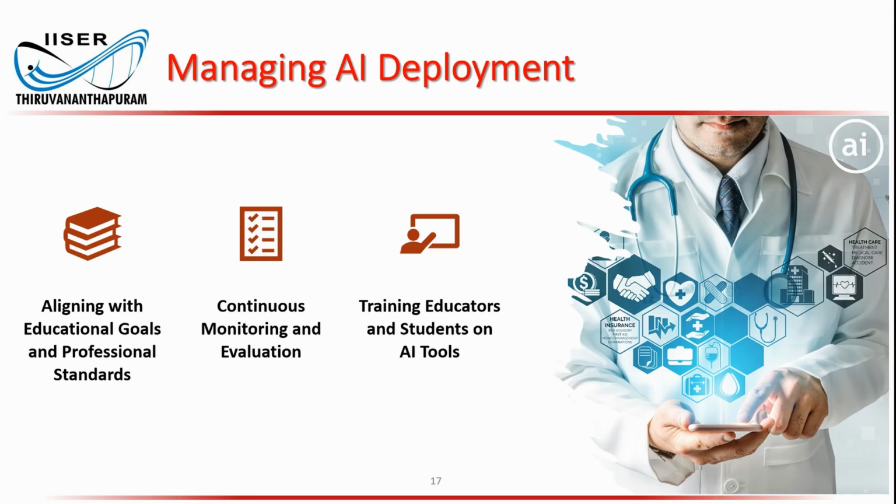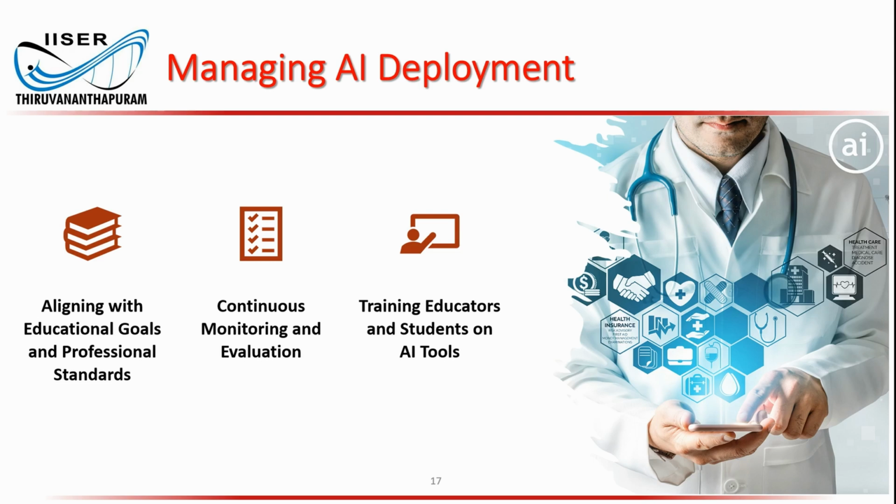So the next important parameter to consider in this context is managing AI deployment. In this case we can start first with aligning with the educational goals and professional standards. In this scenario, first we have to think about clear objectives: define how AI tools will support specific education outcomes and professional competencies, and ensure AI applications align with the overall mission and values of the educational institution.